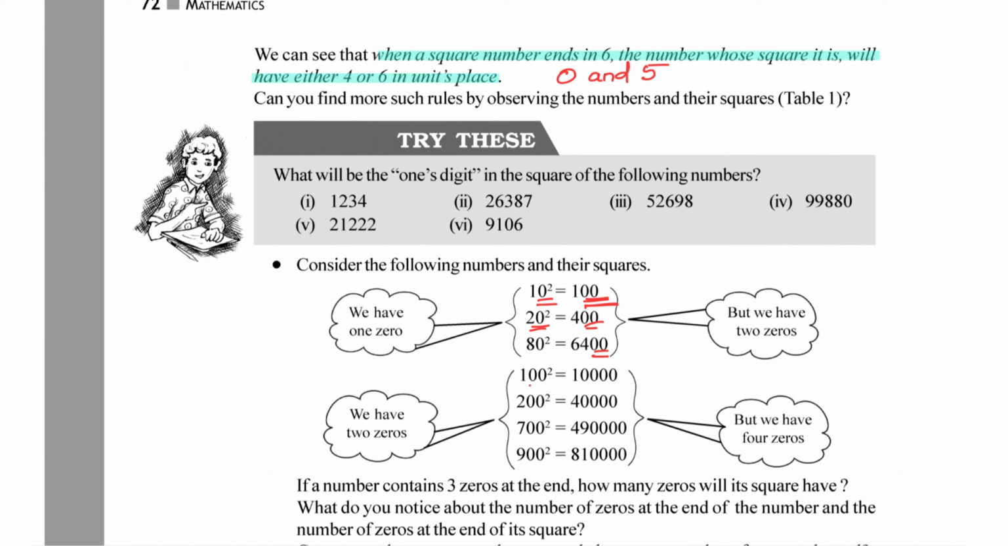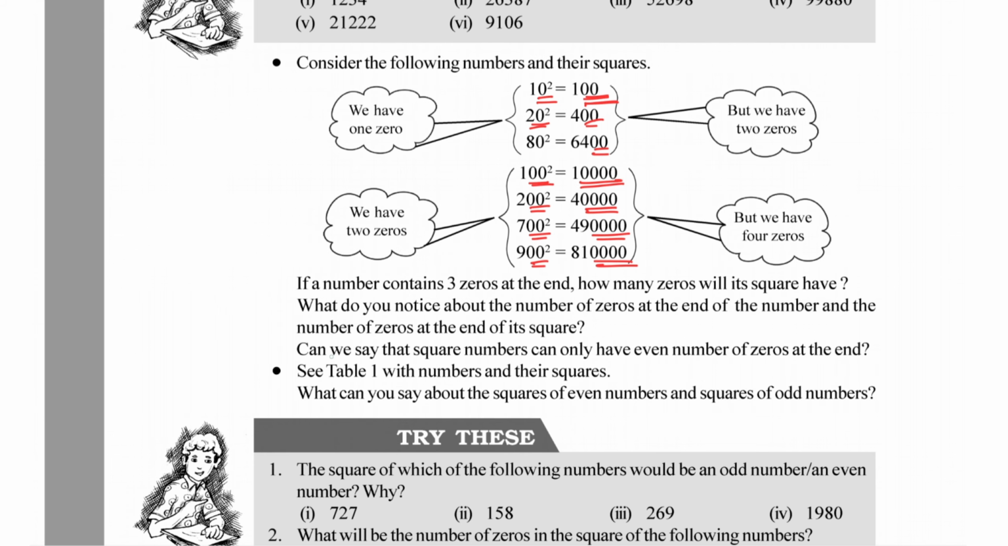Now here you can check with numbers which have two zeros: 100, 200, 700, 900. Now their squares will have four zeros. So you can tell that you will not find an odd number of zeros in a square number. Always you will have an even number of zeros, so square numbers can only have an even number of zeros at the end.